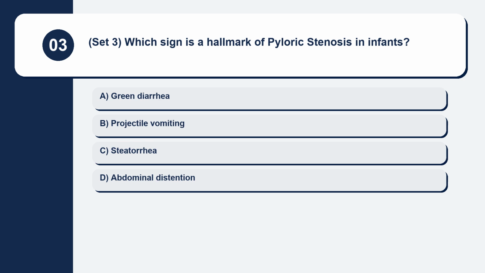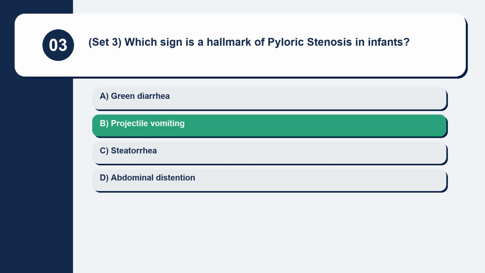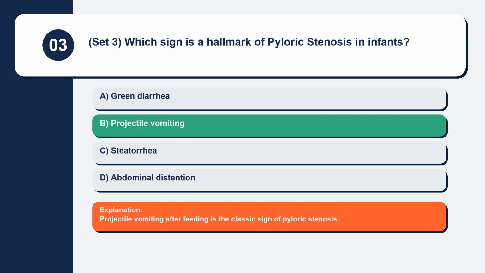Question 3. Set 3. Which sign is a hallmark of pyloric stenosis in infants? Green diarrhea, projectile vomiting, steatorrhea, abdominal distension. Projectile vomiting after feeding is the classic sign of pyloric stenosis.